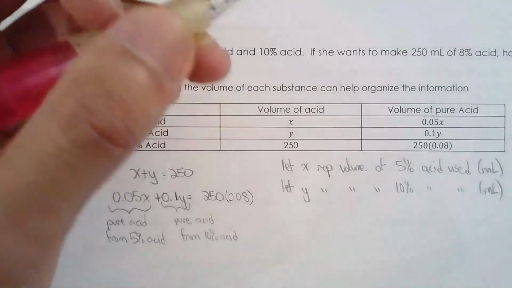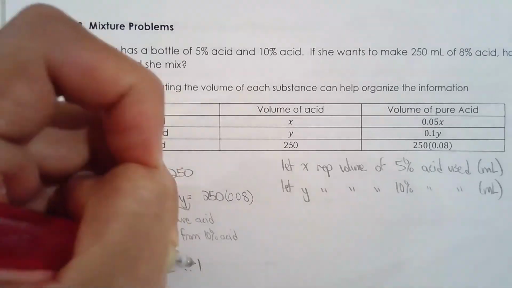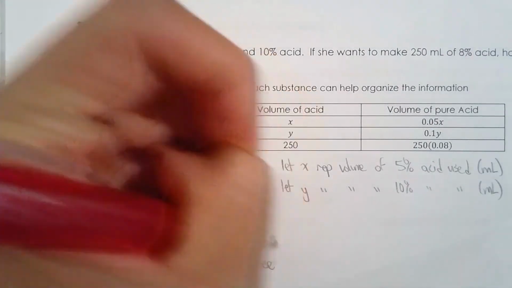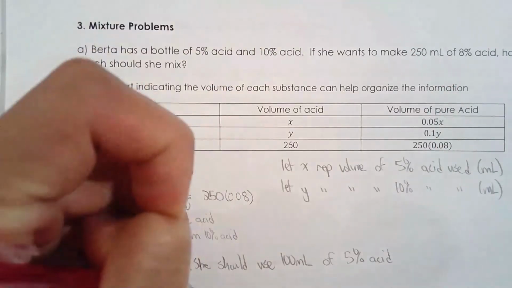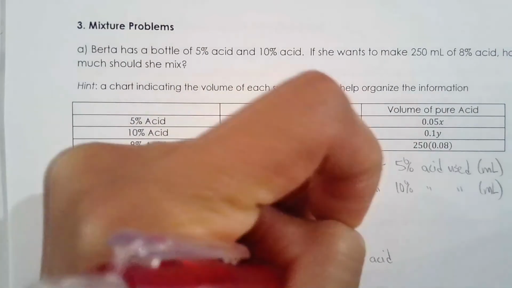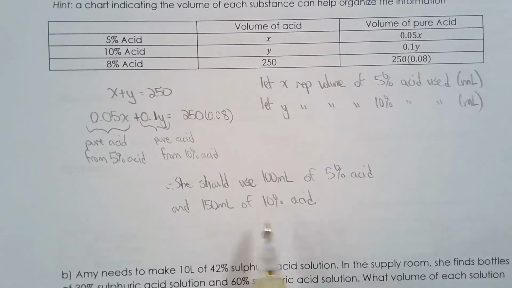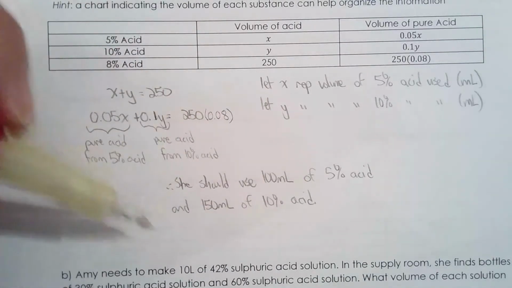All right, therefore, she should use 100 mL of 5% acid and 150 mL of 10% acid. And that's exactly what we said in the beginning. We said she should use more of the 10% stuff than the 5% stuff to make it 8%. So this corresponds to what I thought originally.